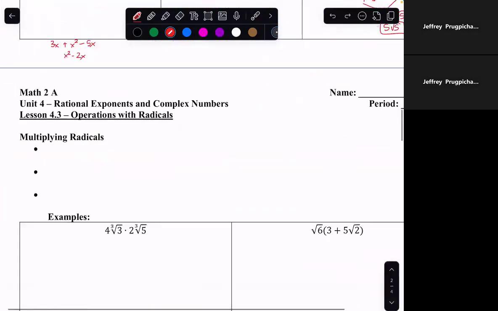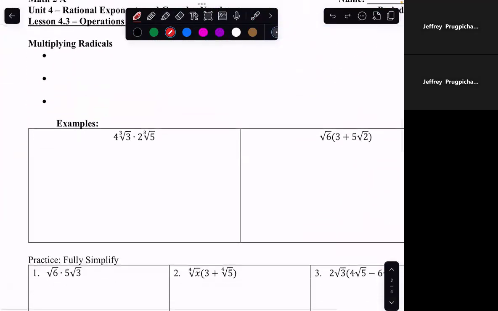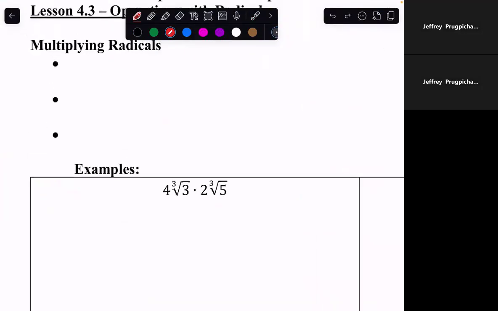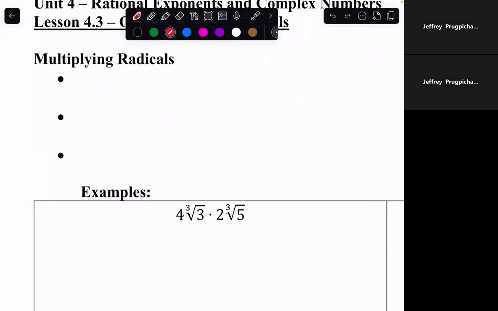Okay, let's continue on the next page. We'll talk about multiplying. If you remember, we did a couple multiplication problems last lesson, but our strategy was to turn the radical into a fractional exponent. So we're going to learn another method of multiplying. The rules are different for multiplying compared to adding and subtracting.